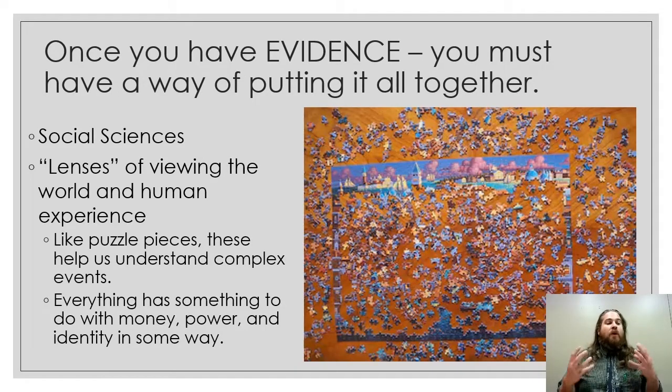And so once you have all that evidence, you have to find a way of putting it all together, almost like a puzzle. And so various lenses, economics, politics, sociology, culture, they're like puzzle pieces that help us piece together a very important event. Everything has something to do with money. Everything has something to do with power, and everything has something to do with cultural identity in some way, shape, or form. If you put the three together, you get a better sense of what the world was looking like at the time you're looking.